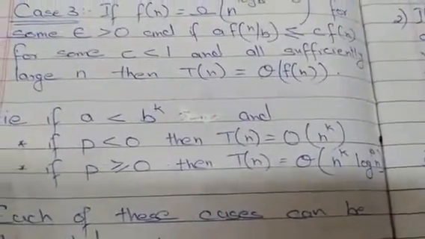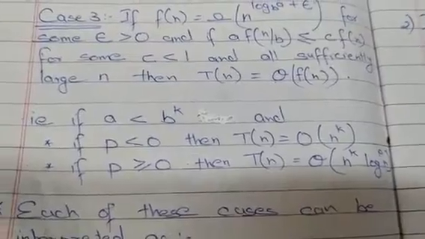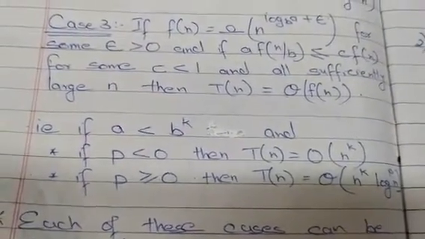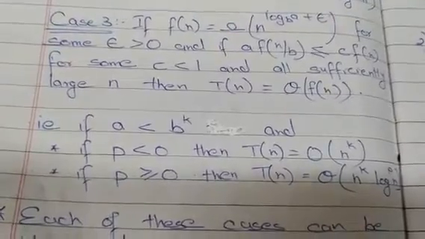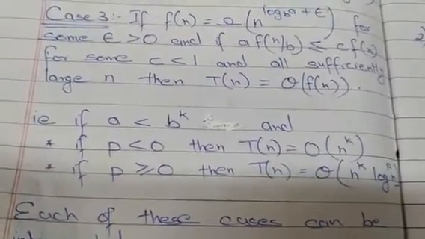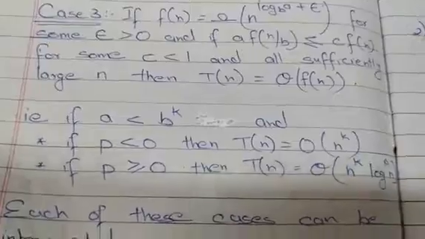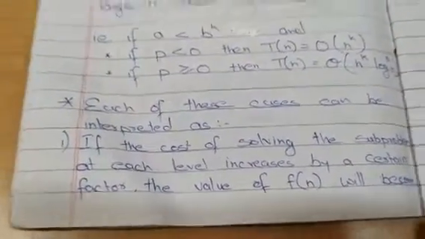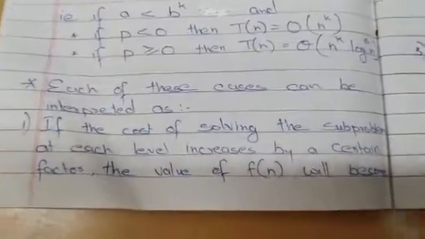There are basically 3 cases, depending upon T of n is equal to a T of n by b plus f of n. That particular f of n decides in which of the 3 cases your equation falls. Now we'll come to each example. So this is an interpretation. I will just read the interpretation of what we have gone through.